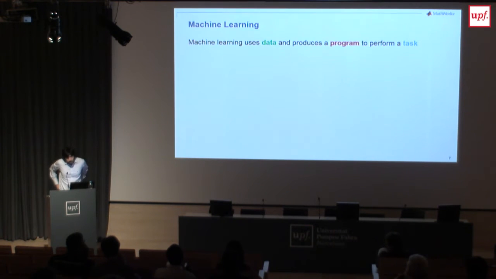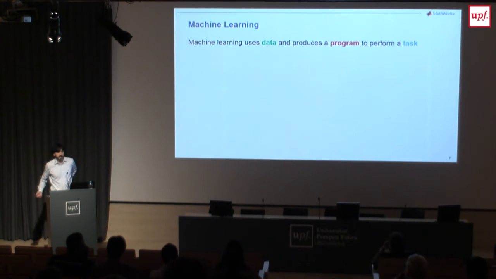All right, so when I was preparing this talk, I thought I should introduce machine learning. And if you go out to the internet and search for machine learning, you can find as many different definitions of machine learning as you look for. So I thought I would create my own definition. I tried to stick to something very basic, so I thought a good way of defining machine learning would be that machine learning uses data and produces a program to perform a certain task.